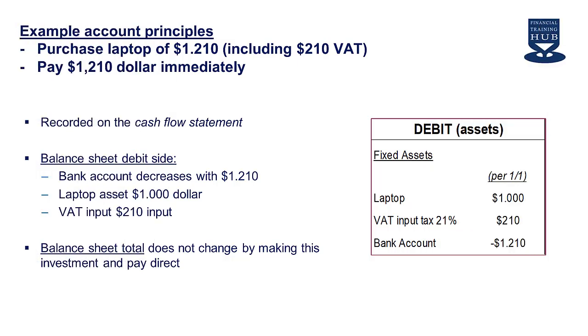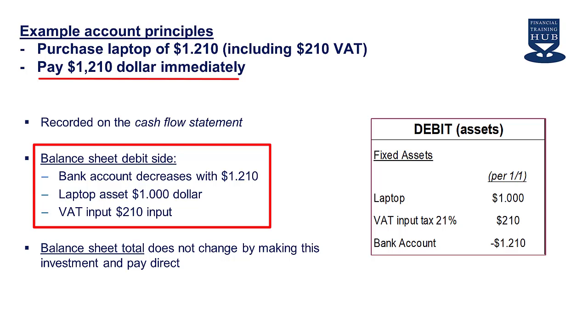Let's suggest that the company pays the invoice of $1,210 immediately in the computer store. The cash outflow of $1,210 is recorded on the cash flow statement. The bank account on the balance sheet will decrease with $1,210. The claimable VAT is not an expense and is not recorded on the income statement, but as VAT input, a balance sheet current asset.